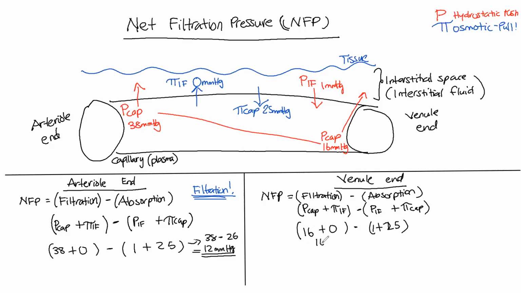And so we got 16 here minus 26, and we can already quickly begin to see that the filtration values are smaller than the absorption values. In other words, when we net this out, it's going to be a negative number. So negative 10 is our final net pressure here, and that we know favors absorption.